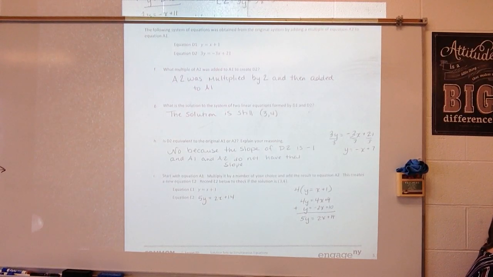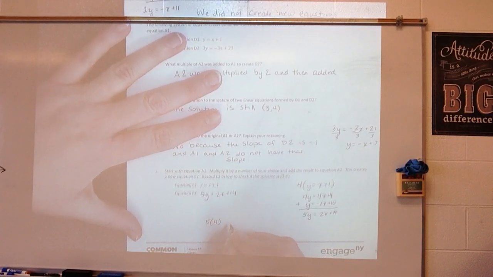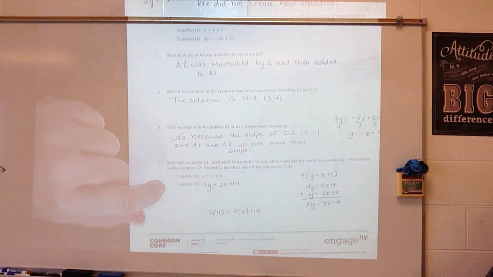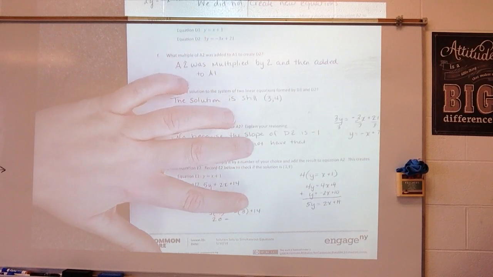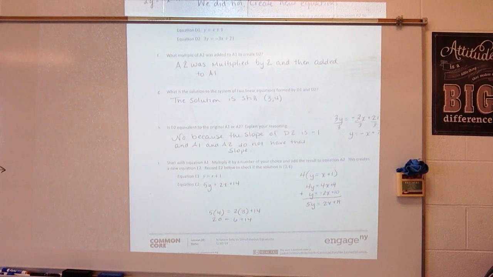Now check to see if the solution is still (3, 4). Well, 5 times 4 is equal to 2 times 3 plus 14. 5 times 4 is 20. 2 times 3 is 6 plus 14 is 20. And it is a solution. Therefore, (3, 4) is the solution of this new system.